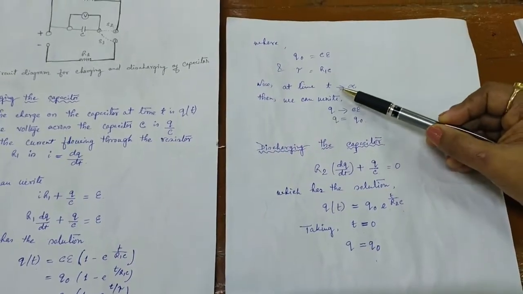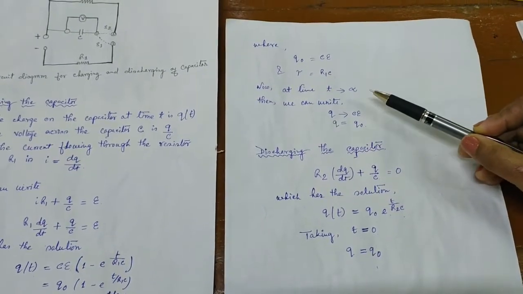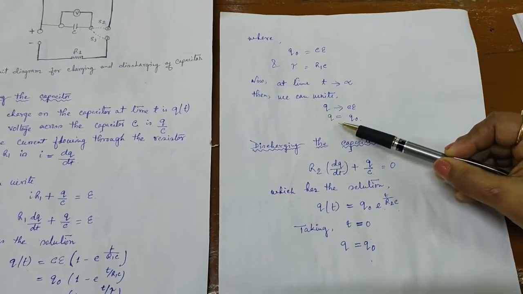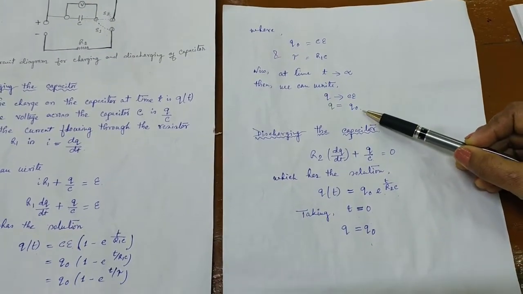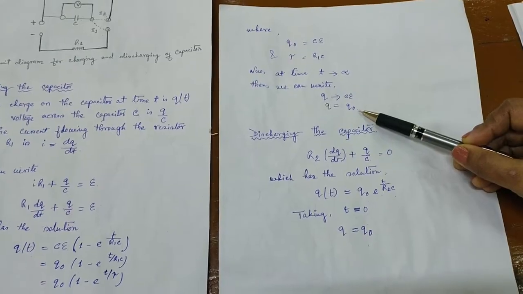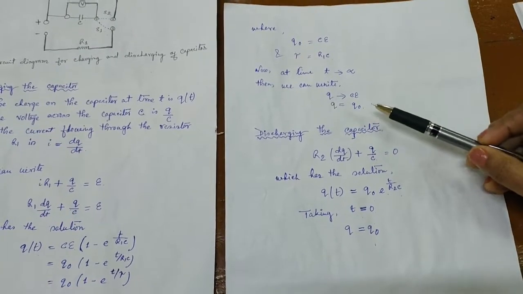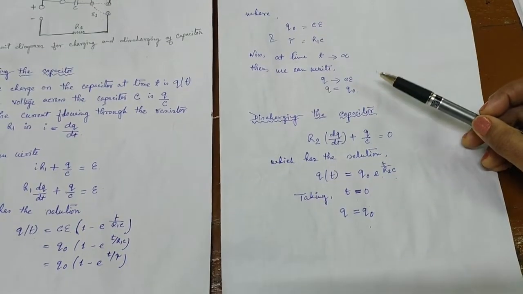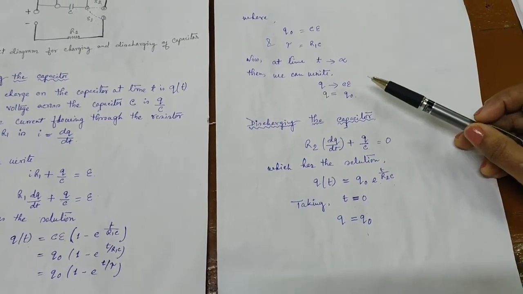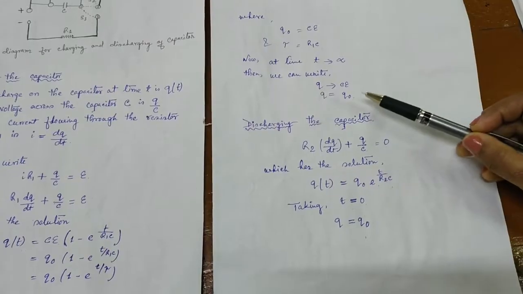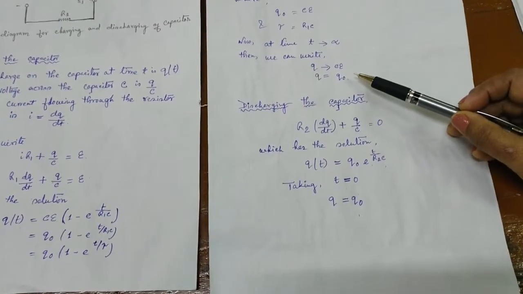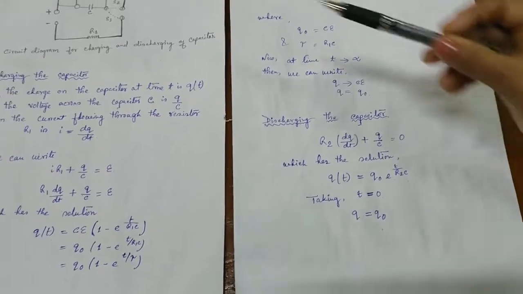Now as time t tends to infinity, q tends to CE, that means q equals q naught. So the capacitor charges to its maximum value q naught after an interval of time equal to a few time constants. Once the capacitor is fully charged, the current I flowing through the resistor R1 becomes 0.